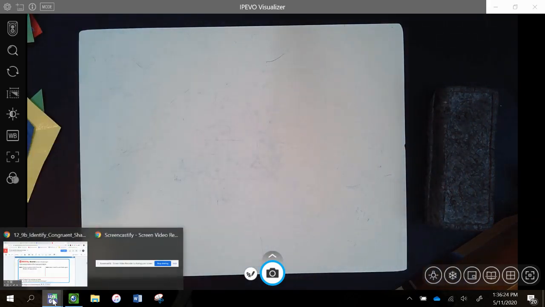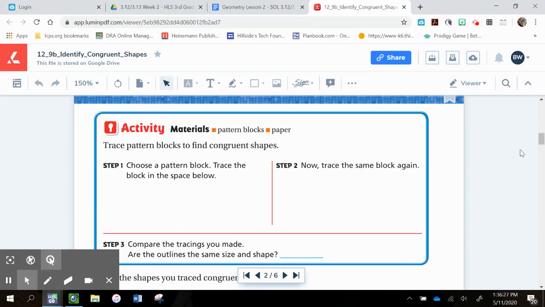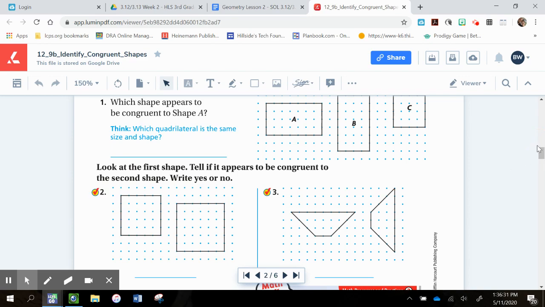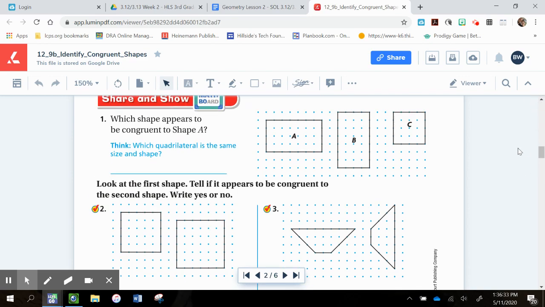Getting back to our lesson, we're going to scroll down and take a look at some more shapes. So it says, which shapes appear to be congruent to shape A? Shape B would be congruent. It is the same size and shape. And shape C is actually not congruent because the size is smaller. Really, you could tell in the shape as well. This is a rectangle and that looks more like a square.